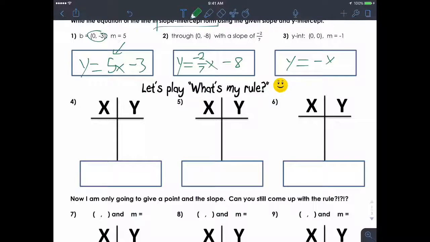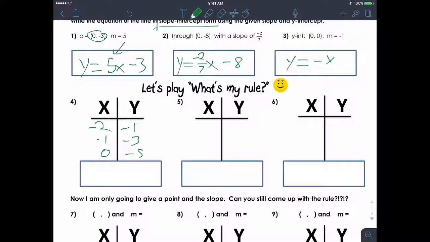Okay? Now I'm going to give you a reminder on how to play What's My Rule. All right, so for the first one, let me go ahead and give you the ordered pairs that are involved with this one. So I'm going to put them in order as well. We have (-2, -1). We have (-1, -3). And then we also have (0, -5).